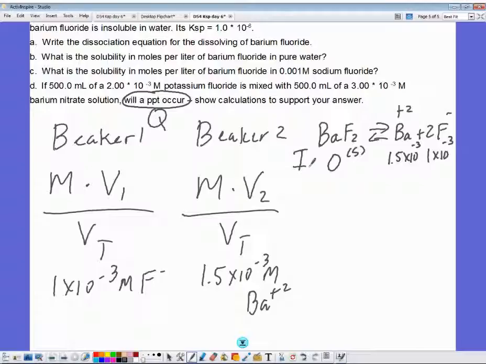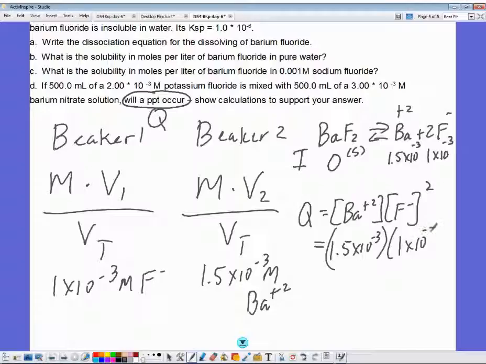But KSP is a little different. KSP says, do you have too many ions floating around or not? That's why it's a question, Q. Will it precipitate? It might, and it might not. So here's what we do. We say Q, which is just barium times fluoride squared. I plug in those numbers of 1.5 times 10 to the minus 3 times 1.0 times 10 to the minus 3 squared. And I get 1.5 times 10 to the minus 9 for my Q.